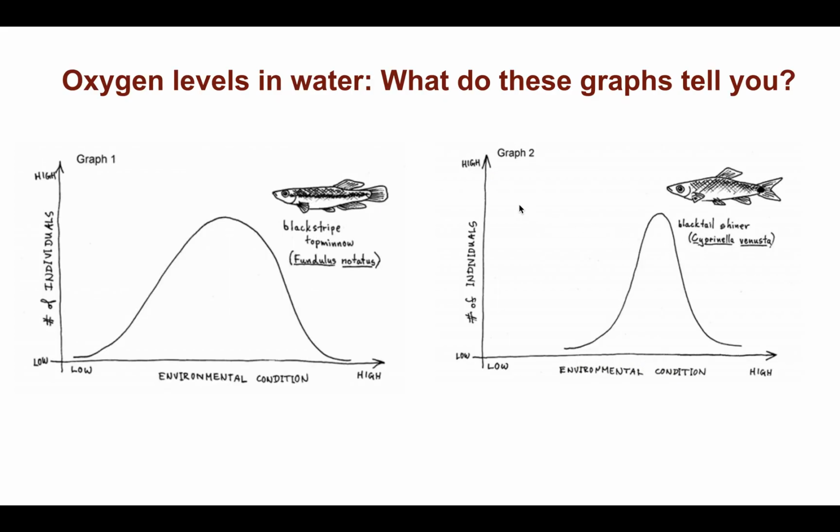All right, here we've got two graphs. So this time we're looking at the oxygen level in water. If we were in the classroom, I would give you 10 minutes to think about this and write something down, but I'm just going to work our way through it together here. So here's the environmental condition. It doesn't say specifically there what it is, but up the top I've told you this is oxygen levels, and we've got this black stripe fish, the top minnow. Its environmental tolerance range is somewhere here, okay?